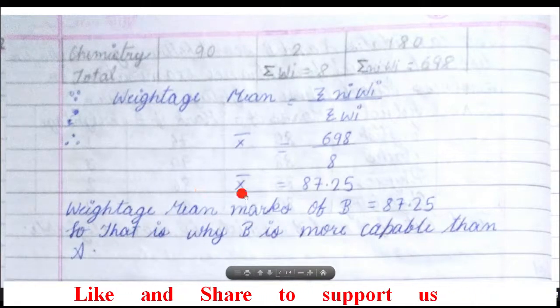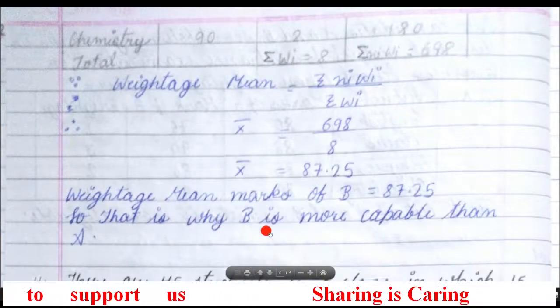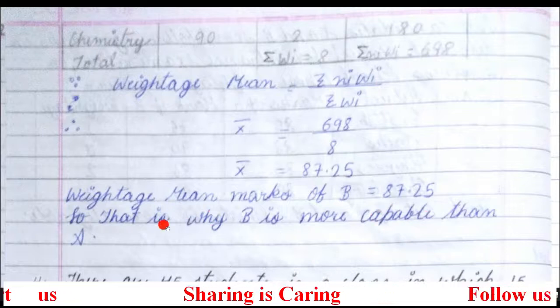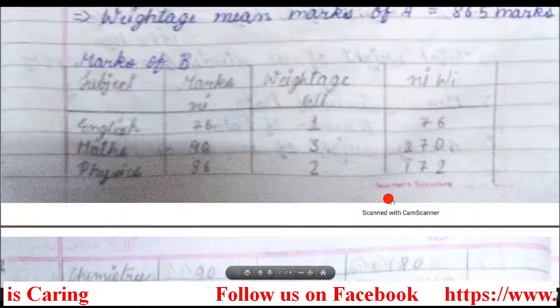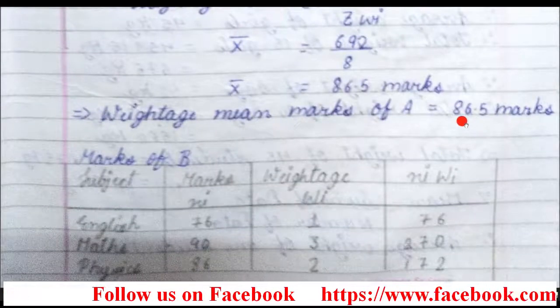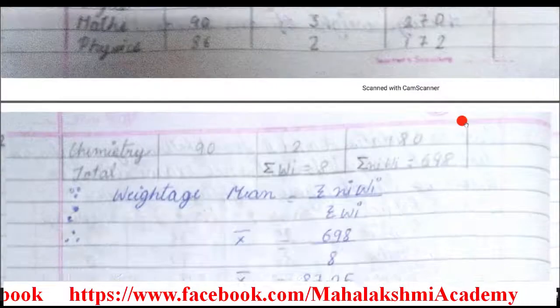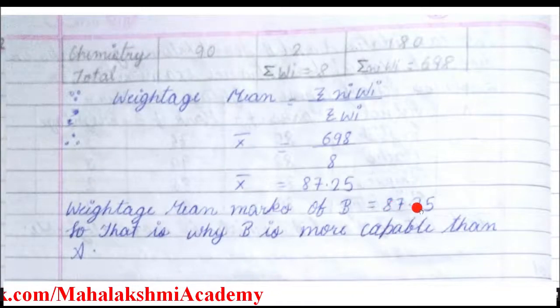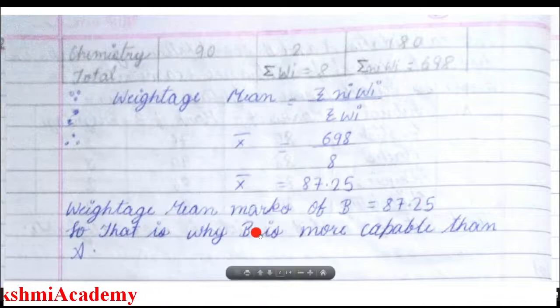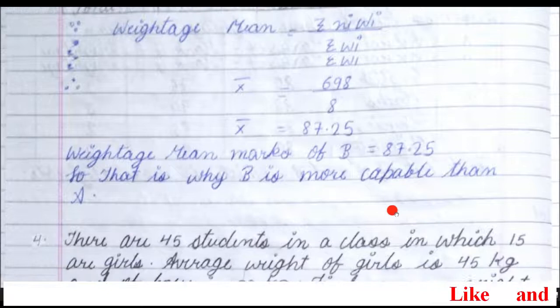So we have to find out which candidate is more capable. So B is more capable than A because B's weightage marks is more as compared to A. Just we'll see, mean marks of A is 86.5, whereas candidate B's marks are 87.25. So candidate B is more capable because his marks is more.